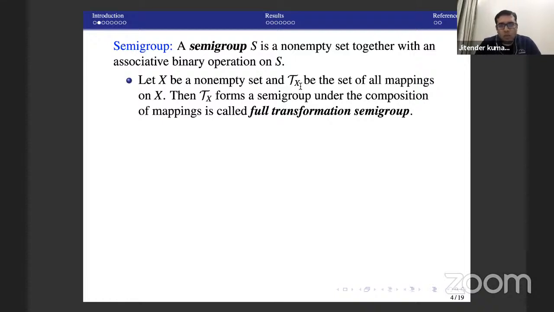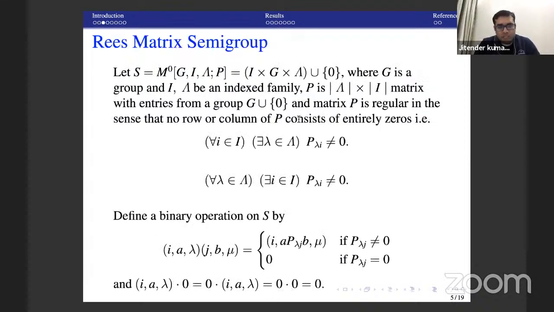And if I collect all the mappings over this set X, this forms a semigroup with respect to composition of mappings. Another interesting example of this semigroup is the Rees matrix semigroup. This construction was done by Rees, and the underlying set is I cross G cross capital Lambda. G has a group structure, and I and Lambda are index sets.